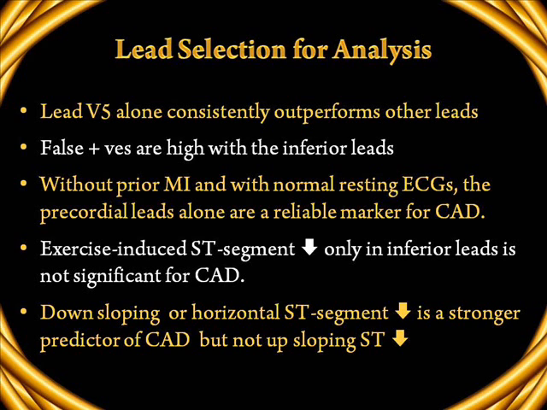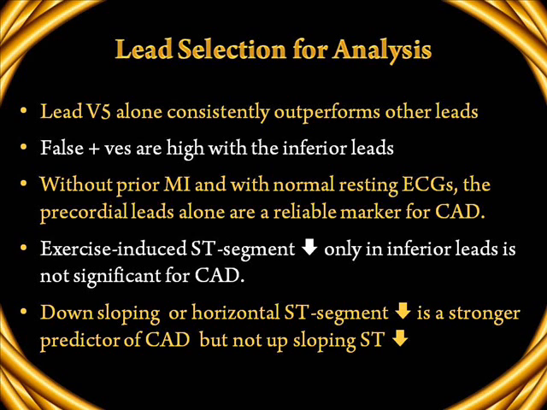Of course, all the 12 leads are monitored, but for analysis purpose, lead V5 alone consistently outperforms all the other leads. When we look at only inferior leads, the false positive changes are very high. So we cannot base our judgment of ST segment depression or ST segment elevation based on the inferior leads alone. It is important for us to concentrate on the chest leads.